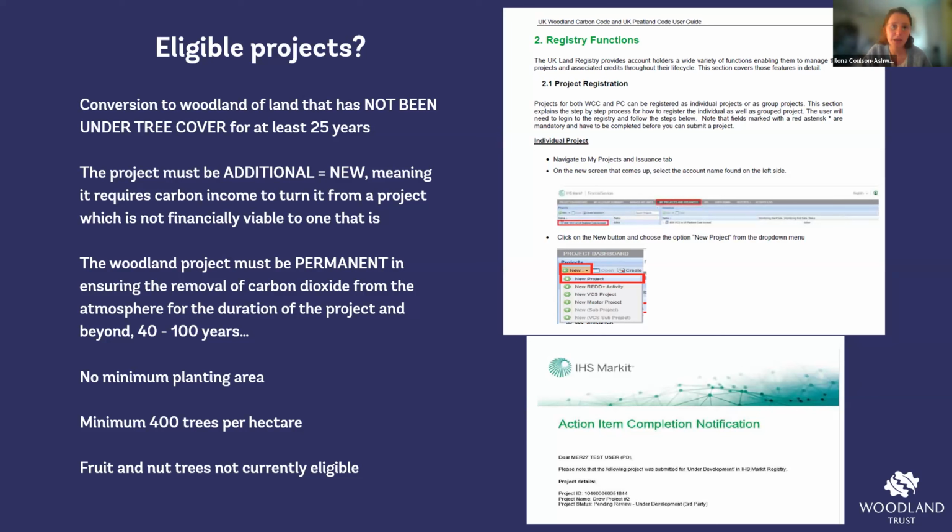There's no minimum planting area under the Woodland Carbon Code, but there is a minimum trees per hectare, which is 400 trees per hectare. And we've talked about that as well in some of the government grants here. Fruit and nut trees are currently not eligible under the Woodland Carbon Code, the reason being there are no reliable models for how they sequester carbon. It's a real barrier to agroforestry trees being put under the Woodland Carbon Code, even at such low trees per hectare. Unfortunately, there's not enough data to back up average carbon rates across the UK.